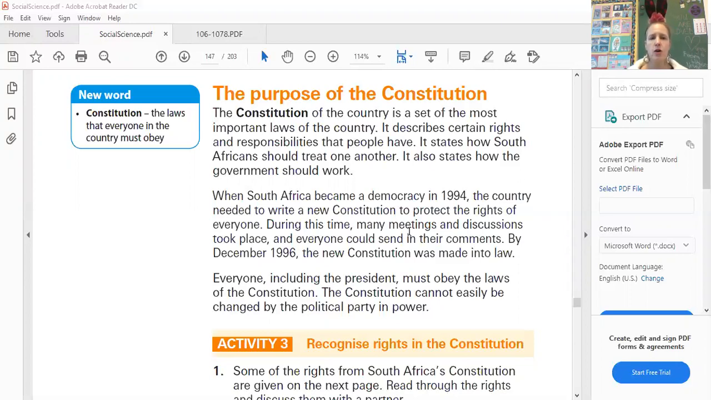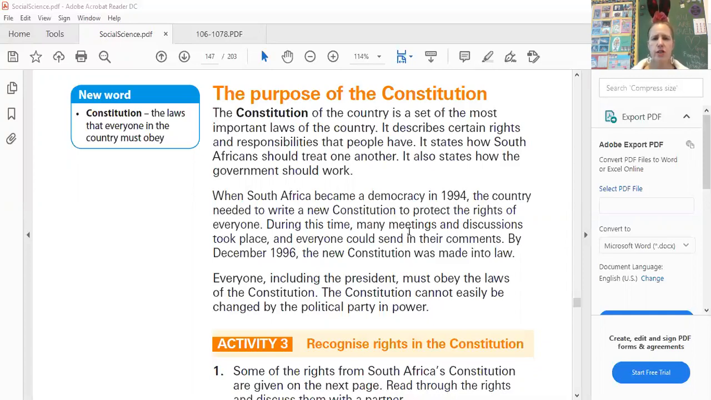Okay. The Constitution of the country is a set of the most important laws of the country. You know what? I feel like we should do our normal history thing. And when I read, I like to do accents just to keep you awake. Okay, so let's try that again. The purpose of the Constitution.